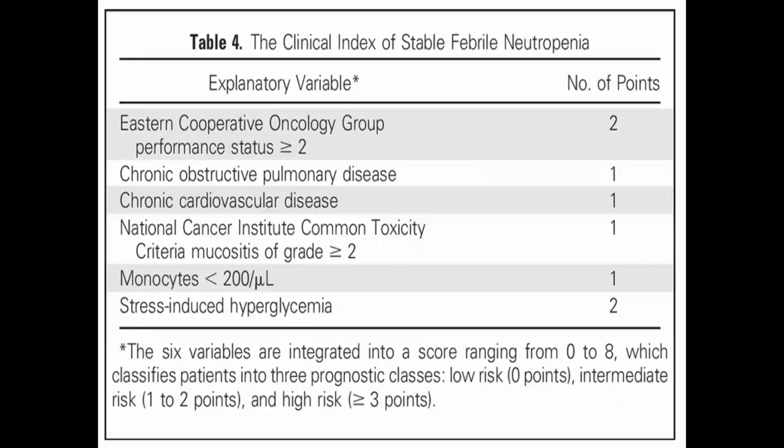that can be used. Okay, and as you can see, it depends on the ECOG, COPD, chronic cardiovascular disease, and so forth, monocytes, National Cancer Institute Common Toxicity, and stress-induced hyperglycemia. It's basically 6 variables, and the score ranges from 0 to 8, and you can divide the patients into three risk categories: low risk, intermediate, and high risk above 3. So this is instead of the math. Some people love to use this. It's easier to use.